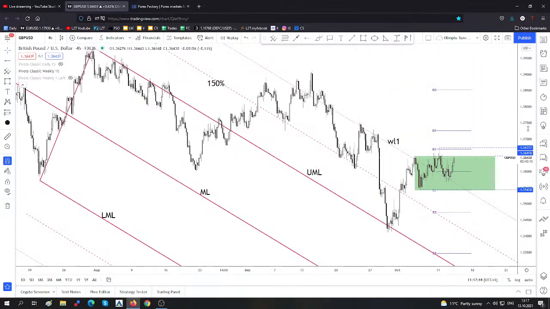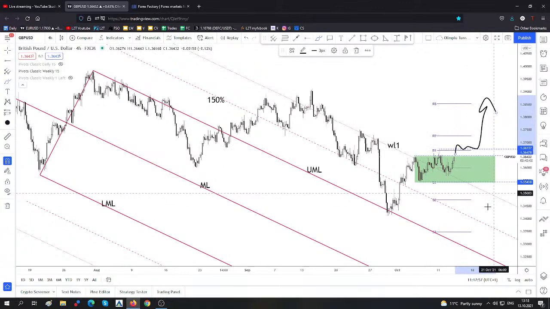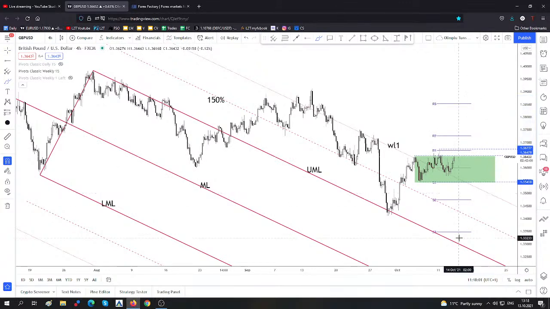So this is my opinion. The warning line, the first warning line of the descending pitchfork was in as a dynamic resistance breakout, a valid breakout. A new higher high here could represent an upside opportunity or something.